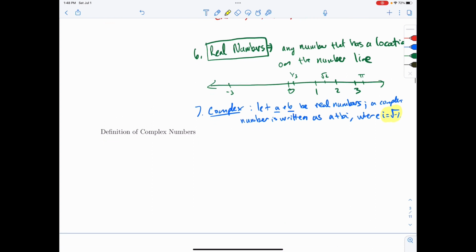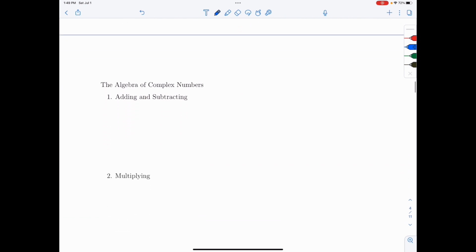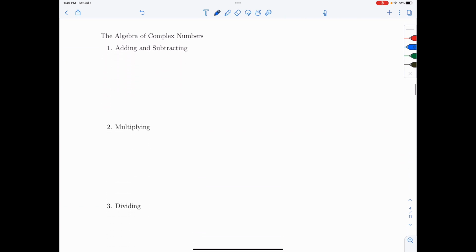Okay, so I guess I could have used this space down here for that, but there is the definition of a complex number. All right, so let's talk about how we can work with complex numbers. Usually we assign a complex number with z. So let's say z1 is 5 minus 3i.